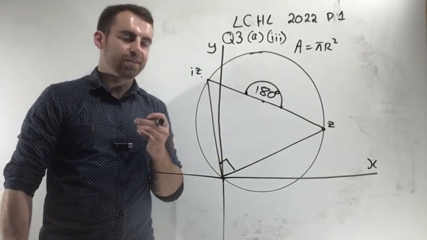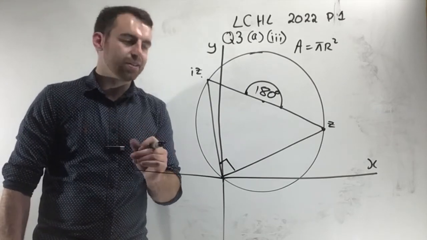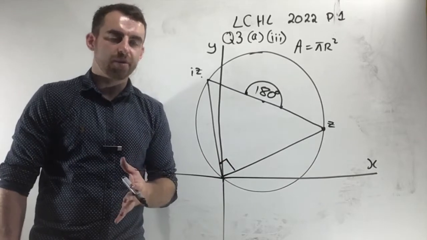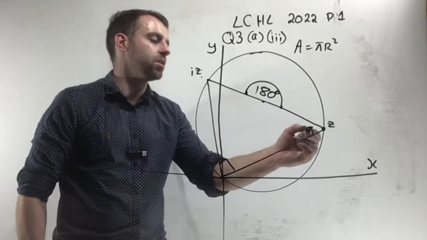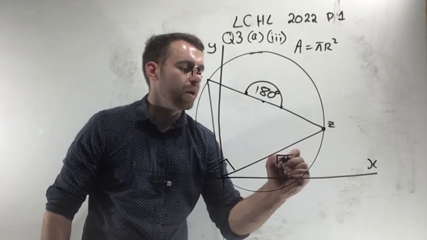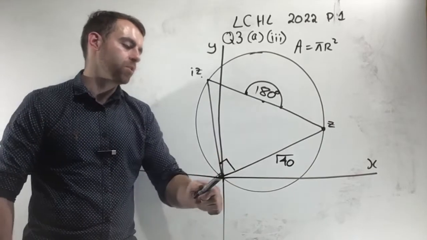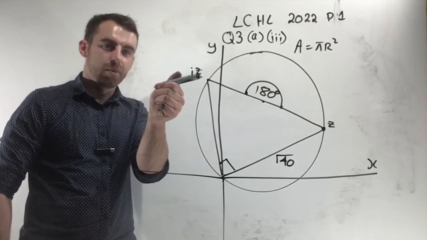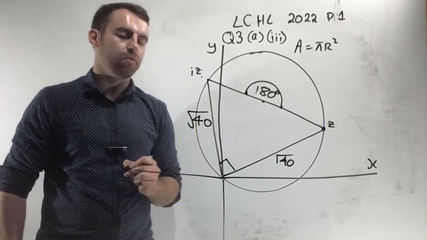Another bit of theory that's imperative here is that the modulus is the distance between the complex number and the origin. I've already worked out the modulus of z. In the previous part of the question, I worked out that the modulus of z was the square root of 40. And the modulus is the distance between the complex number and the origin. So that distance is root 40. Likewise, I worked out the modulus of iz, the distance from there to there is also the square root of 40.